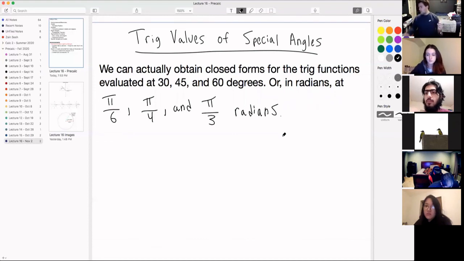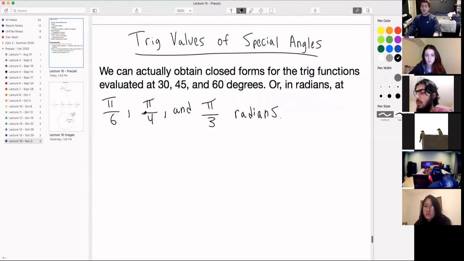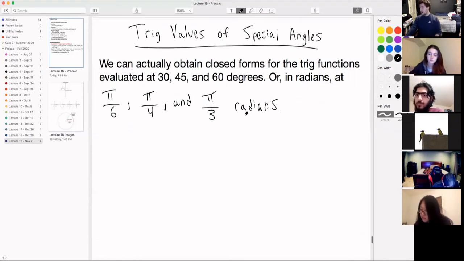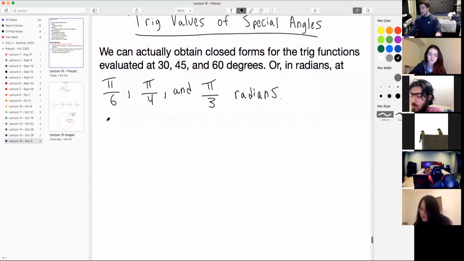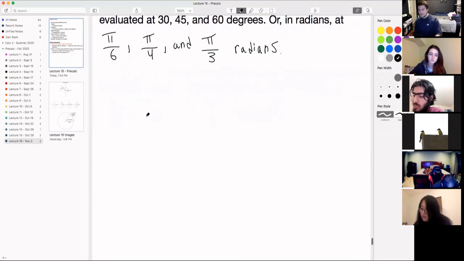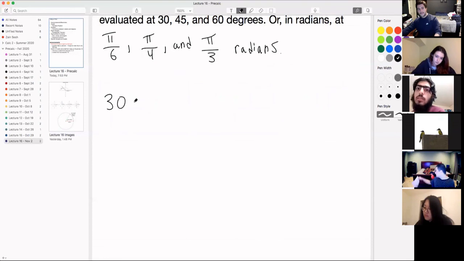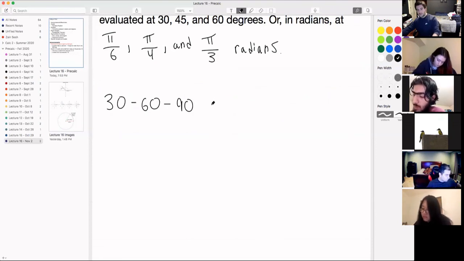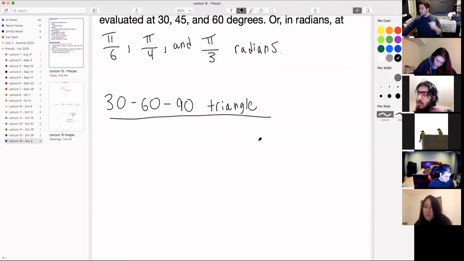Okay. So we're now going to work at finding sine and cosine at 30, 45, and 60. And these actually have some nice closed forms, which we'll talk about. Okay, so first thing, I'm going to move through this quickly. It's called the 30, 60, 90 triangle. Okay, so this is a geometry classic.